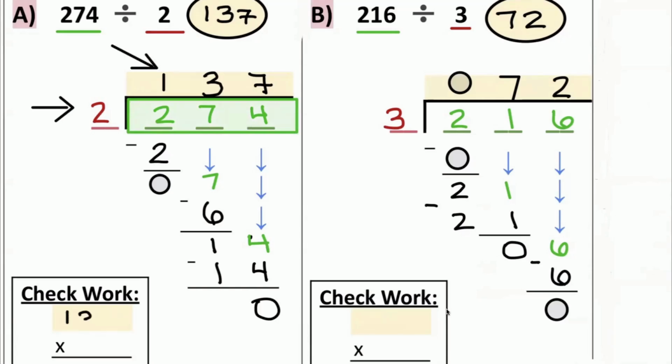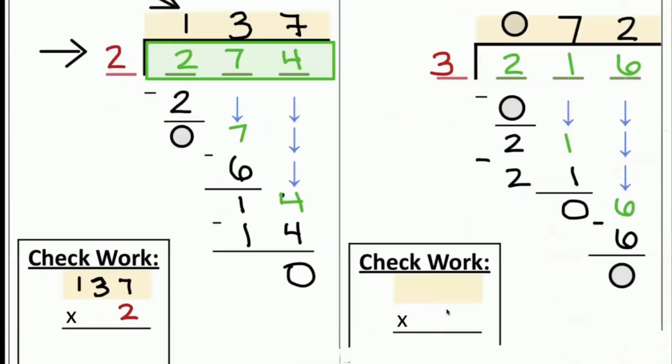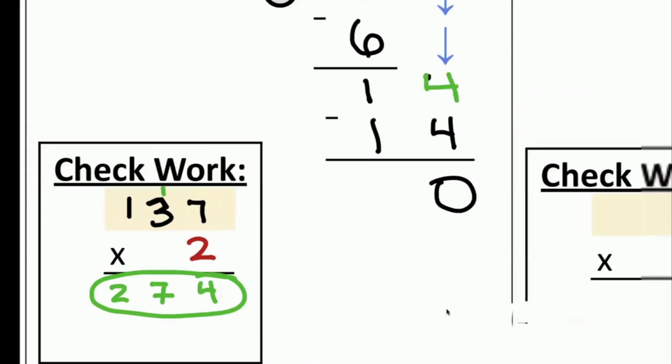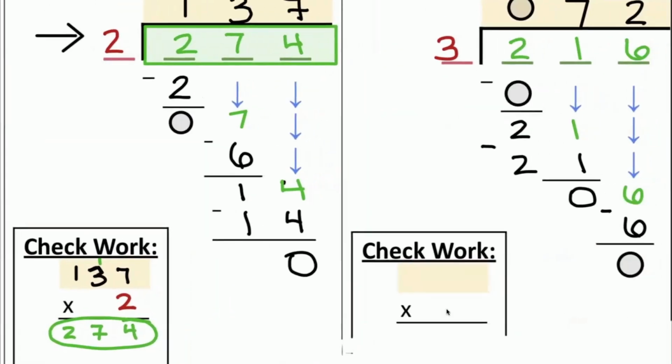We have 137 times 2. Okay, and if I multiply that out, 2 times 7 is 14. 2 times 3 is 6, plus 1 is 7. And 2 times 1 is 2. Okay, so I did get 274. So we can just put a little check. We are correct. Go ahead and check your work for problem B, then come back to the video.